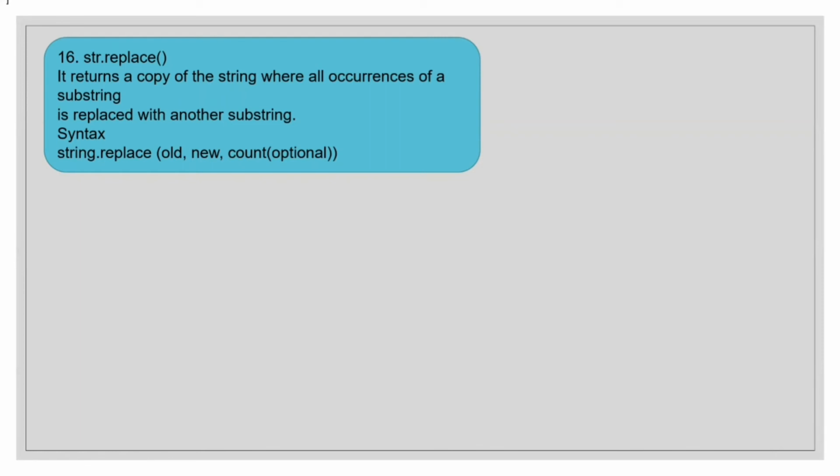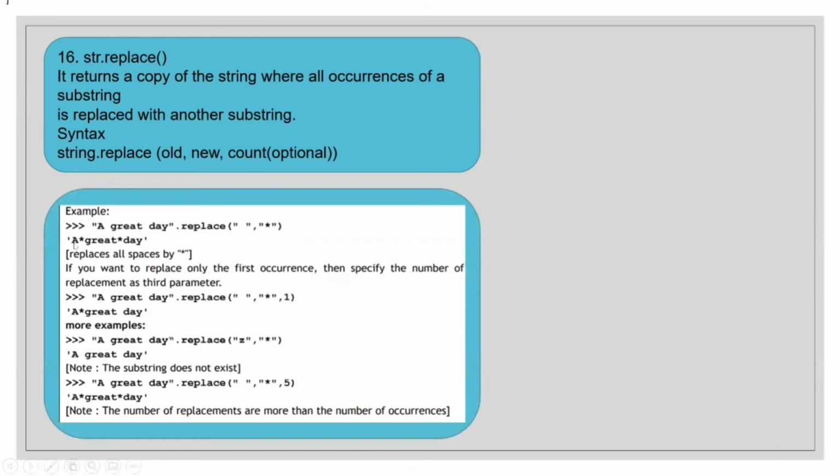So let's look at the examples. See, if I write "a great day", this is my string because it is in inverted commas. Dot replace. Now I want to replace the space with this asterisk. So nothing is written over here, that means space. I want to replace this space with the asterisk. So see, the space is replaced with an asterisk, and it replaces all spaces by asterisk.